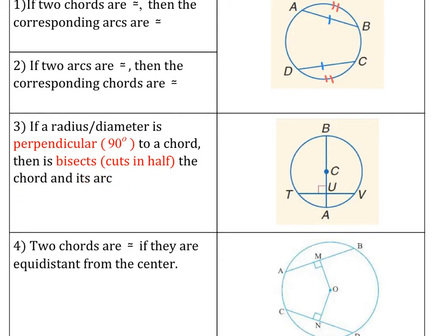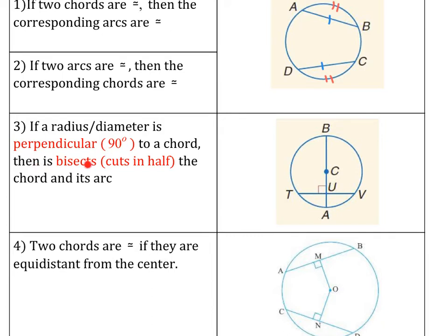So let's look at this fact in terms of the picture. If a radius, so the radius here would be CA, or CB is also a radius. So remember, a radius goes from the center out to your circle. Or a diameter. BA would be the diameter. A diameter has endpoints on your circle, but also goes through the center. So if either of those types of segments are perpendicular to a chord, here is your chord, and I know that they are perpendicular because of this 90-degree box. This box, remember, symbolizes 90 degrees.